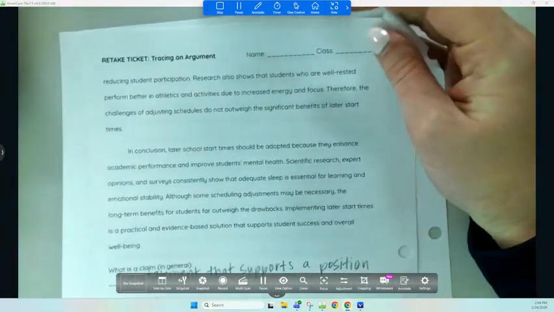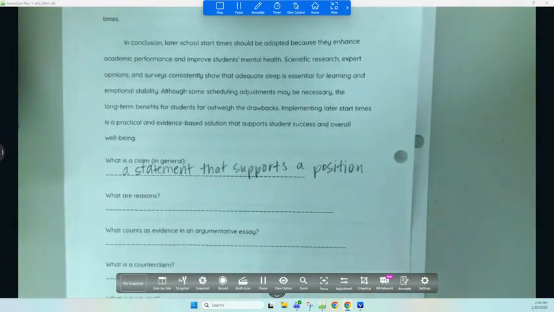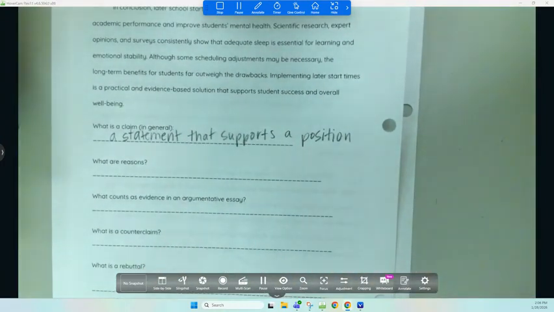So first I do want you to go to the second page, and I want you to go all the way to the bottom. And we're going to fill this out first, because first you need to know what is a claim, what are reasons, what counts as evidence in an argument or essay, all of these types of things to understand and be able to pick it out of an article.